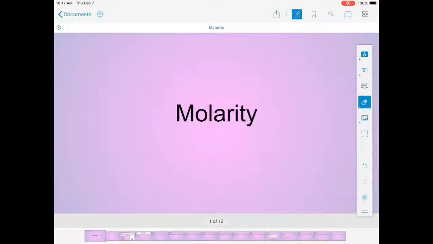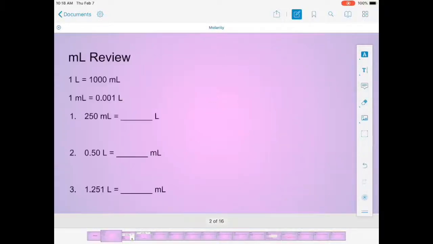All right, so today we're going to be talking about molarity, which is a way that we measure concentration in solution. And it's not the only way that we measure concentration, but it is the main way that we measure concentration. And so we're going to be focusing mostly on this in my class.